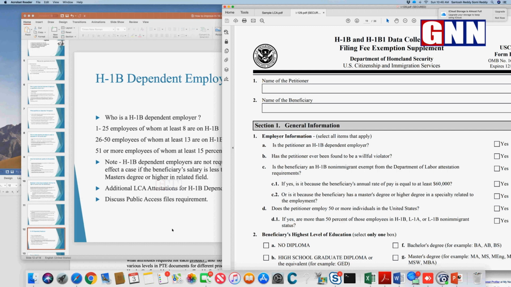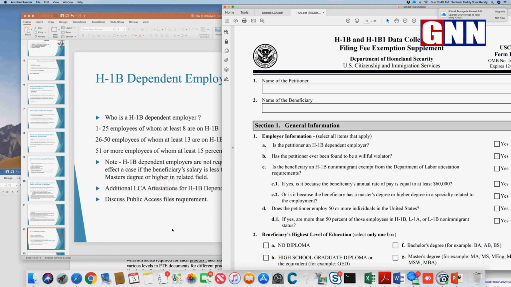And also, if you assume that you filed 100 LCAs, whereas you filed 70 H1s, you would actually have 100 public access files. So you basically create one public access file for every LCA that you file. Sometimes for the same person we file multiple LCAs. In that case, for each LCA number, you have to have a public access file.